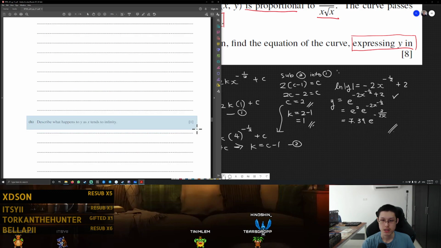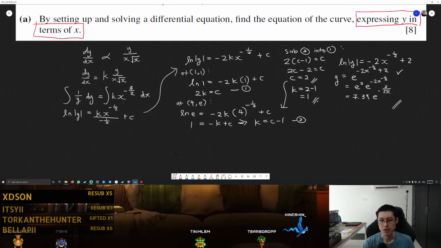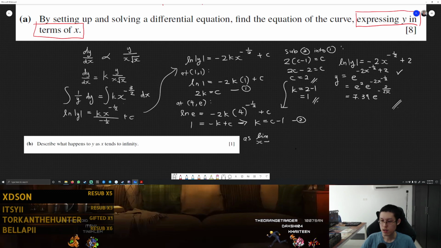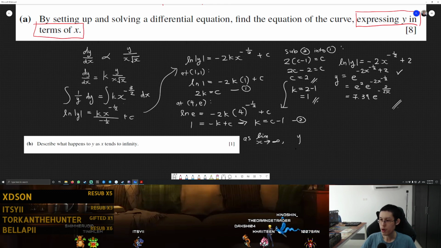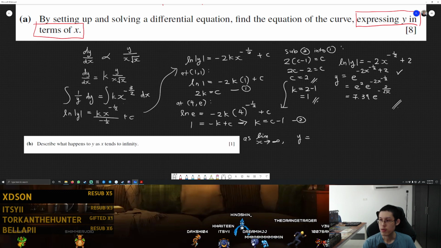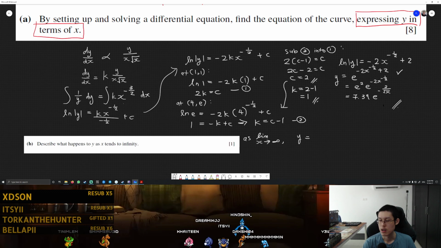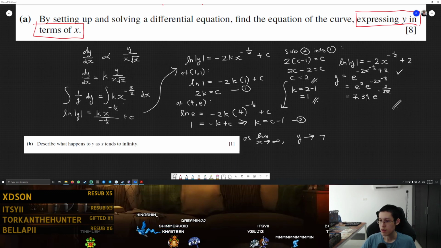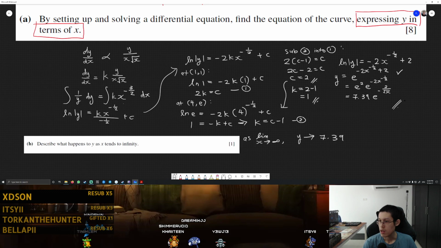And again, they have this question here: describe what happens to y as x tends to infinity. So, as the limit of x tends to infinity, what happens to y? Well, if you look at this here, if x becomes infinity, you'll be dividing by infinity, right? That means this fraction would be very close to 0. So e to the power of -0 is just 1, which means y is going to approach 7.39 because this e term here is going to be 1. Okay, so there you go. Done.